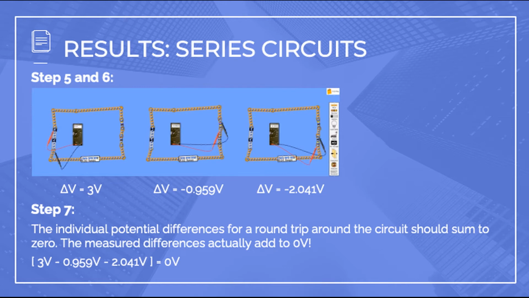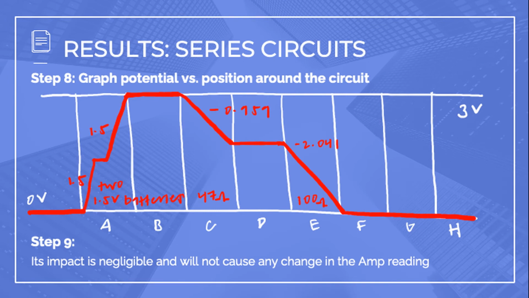For parts 5 and 6, I removed the voltmeter from the circuit and then closed the circuit with a wire and used the voltmeter to measure the potential differences for each part of the path around the circuit and recorded the current I. And then the individual potential differences for a round trip around the circuit should sum to 0. And then the measured differences actually added to 0 volts, which is good. I used these voltage readings to construct a graph of the voltage along the circuit as seen here.